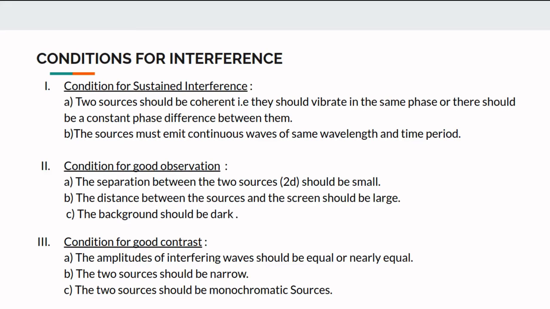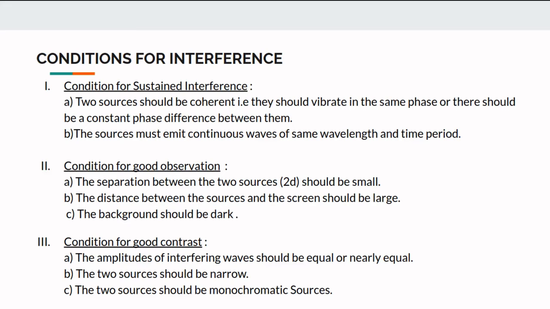Therefore, in order to observe the interference pattern continuously, the two sources must emit continuous waves of same wavelength and time period. These two belong to the category of condition for sustained interference. When these two conditions are satisfied, then we get a good interference pattern for a long time.